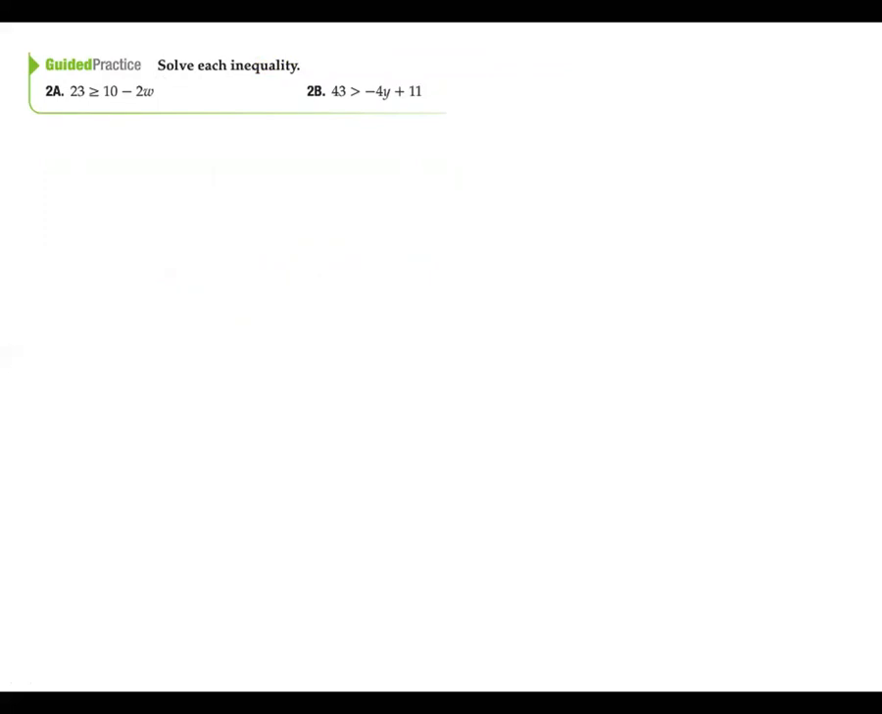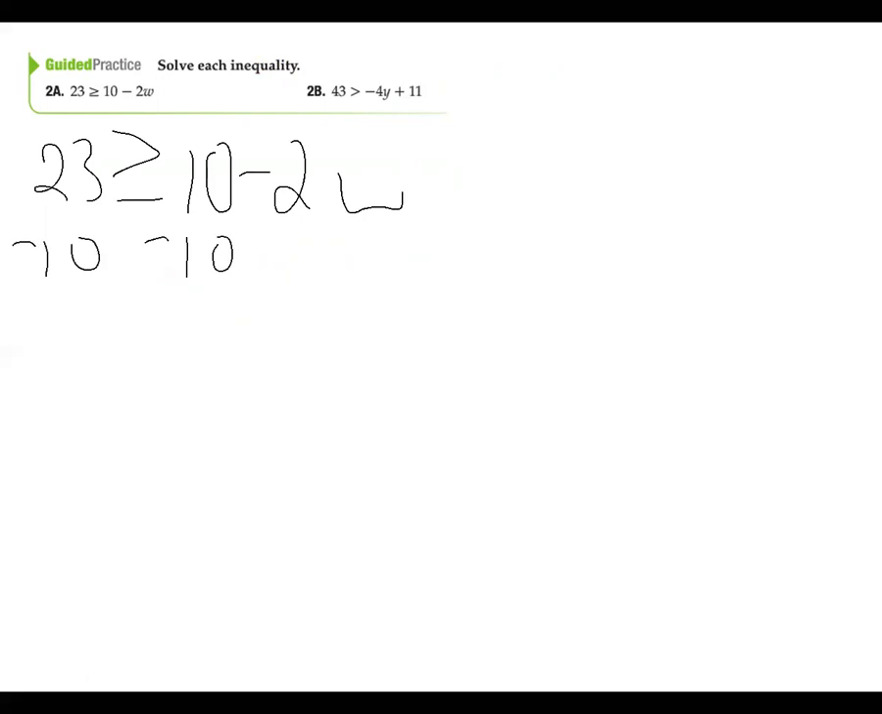All right, we're back. So 23 is greater than or equal to 10 minus 2w. Going to subtract 10 from both sides. Be careful because the 10 is positive. You're subtracting 2w from that. So to get rid of the 10, you have to subtract 10. So 13 is greater than or equal to negative 2w.